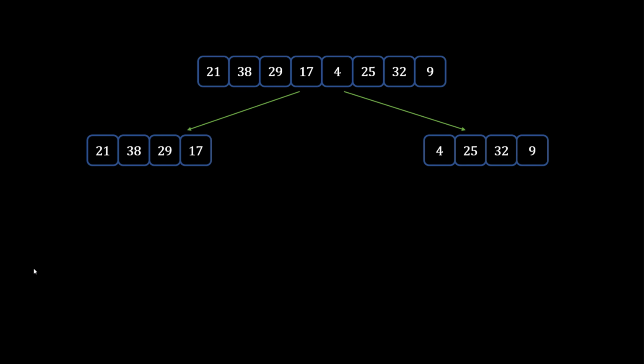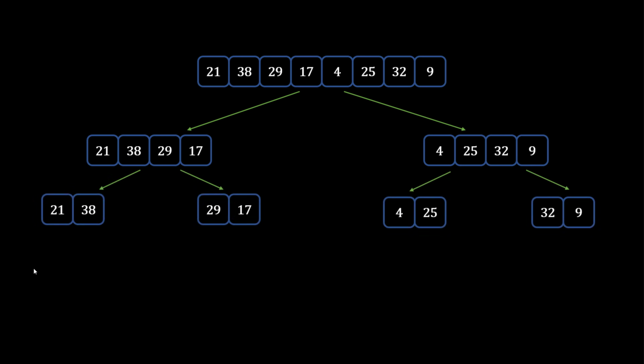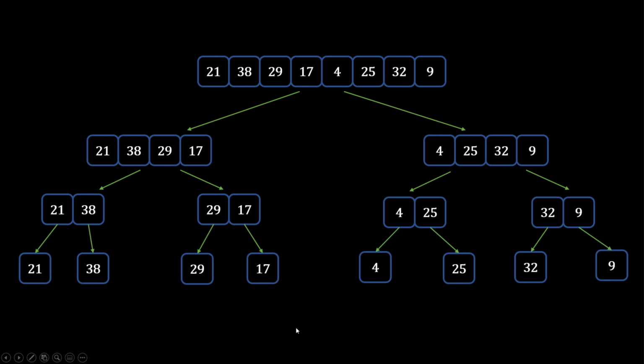So then what if I try to divide them again? Now can I merge this 21, 38 with 29, 17? I still cannot because these two arrays are also still not sorted. 21 and 38 is sorted, but 29 and 17 is not sorted. All right. So then you move to the next step, which is you still divide them. You might have known about divide and conquer and using recursion, and that's exactly what we're doing here.